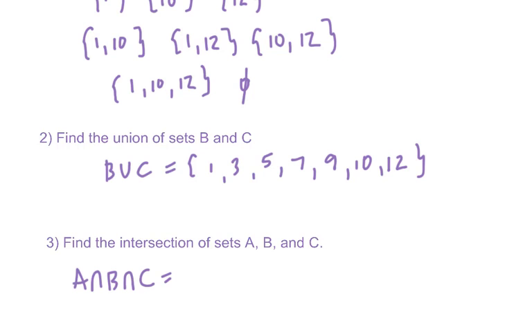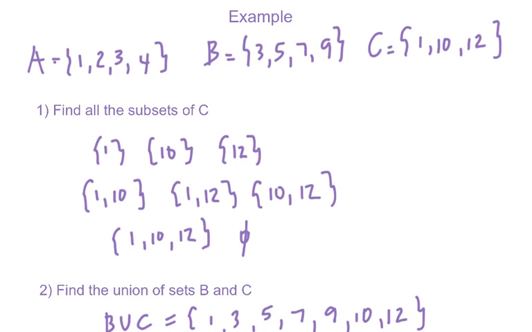So let's look at our elements in our sets A, B, and C. As we're looking at the elements in each one of these sets, we realize that there is no element that is in A that is also in B and that is also in C. So there is no element in our intersection of A, B, and C.